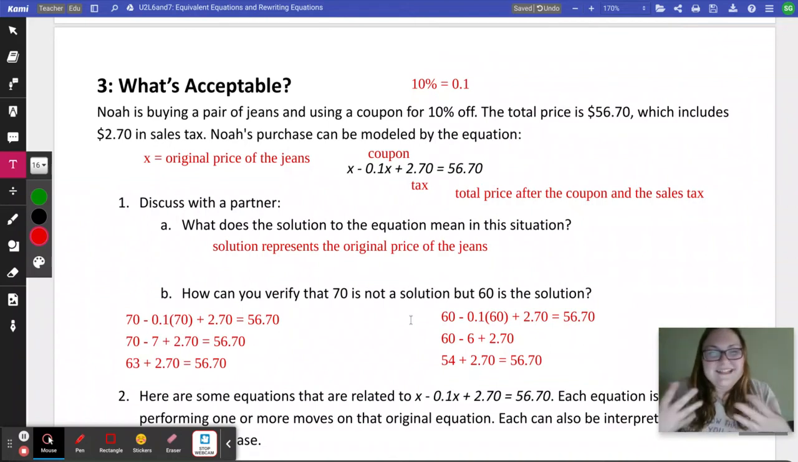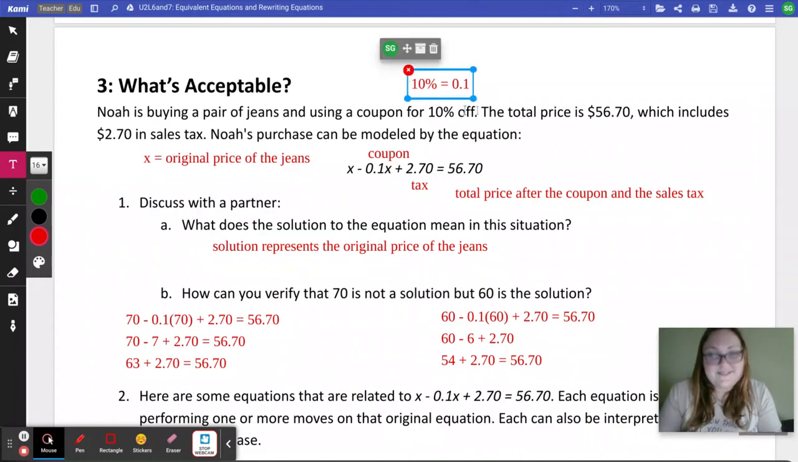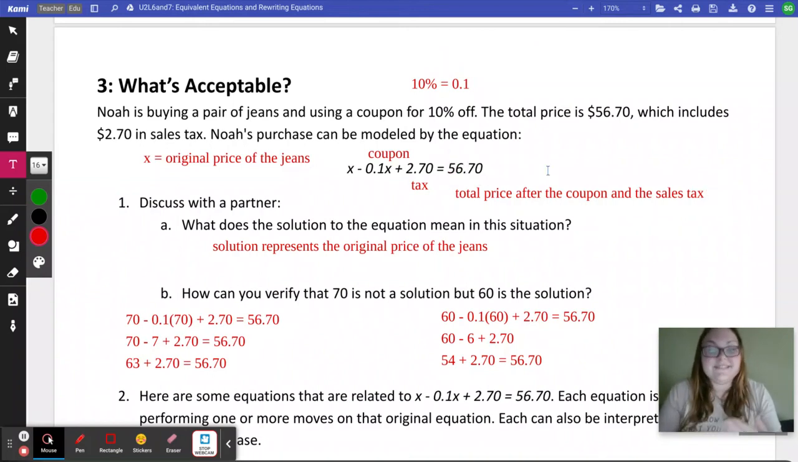Before we move on, we keep saying 60 is the solution. What does that mean in this situation? Well, if 60 is the solution, and the solution represents the original price of jeans, that means that X, that original price of jeans, is $60. It means Noah bought a pair of $60 jeans, and when he used that coupon for 10% off, and he paid his sales tax, he ended up paying $56.70 for that $60 pair of jeans.